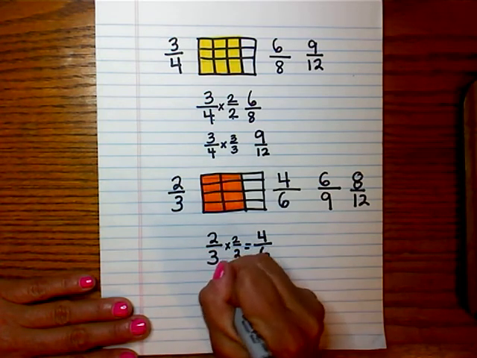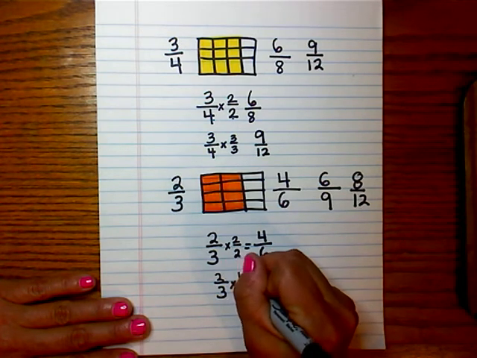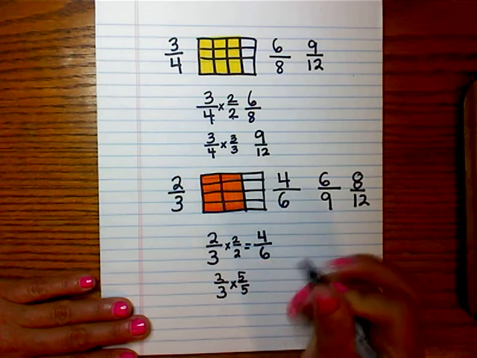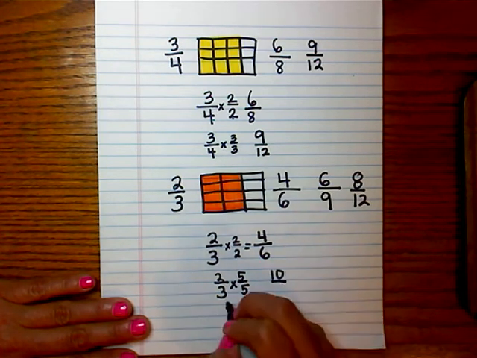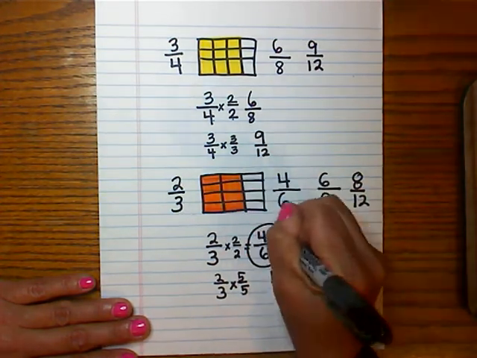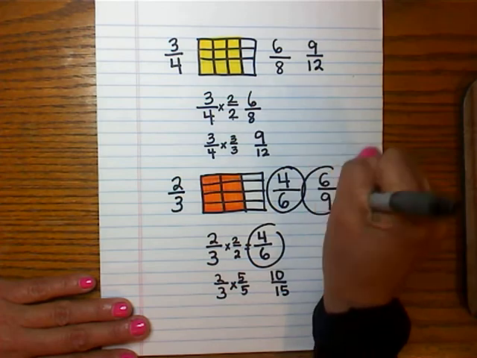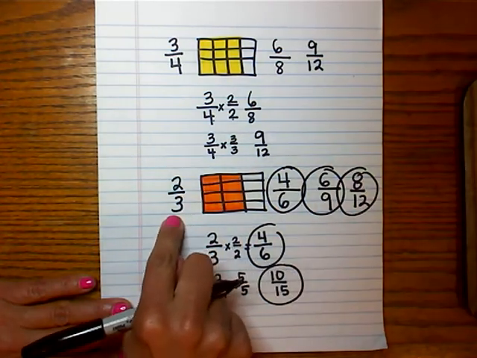And I'm going to come down here, and you know what else I can do? I can do my times 5 because times 5s are very easy. I can just count by 5s. All right, so 2 times 5 is 10, and 3 times 5 is 15. And all of these fractions right here are equivalent to 2/3, and they represent 2/3.